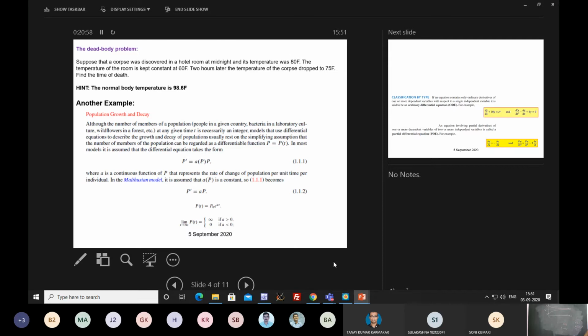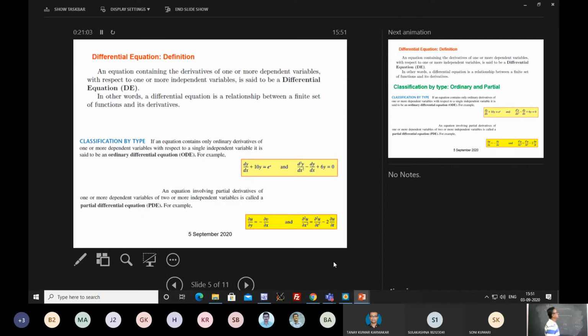So now let's try to recall something. This is more of a formal definition of differential equations, which has already been done in the very first slide. Now you are going to classify differential equations according to some criteria. First, classification by type, as I have told you: what is an ordinary differential equation and what is a partial differential equation. You can easily follow this. An equation that contains ordinary derivatives of one or more dependent variables with respect to only one independent variable is called an ordinary differential equation. Similarly, a partial differential equation involves partial derivatives of one dependent variable with respect to more than one independent variable.